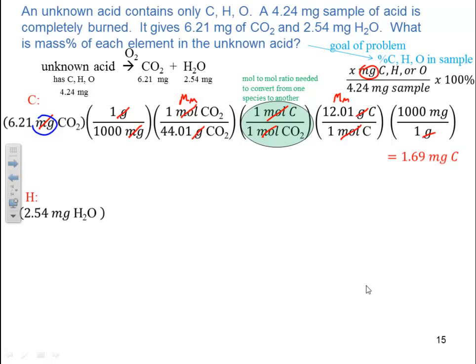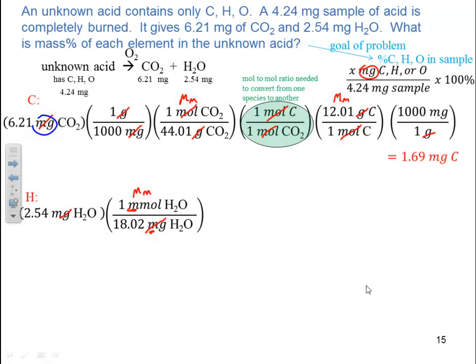So I'll start off with my 2.54 milligrams of water, because we know all our hydrogen from the unknown acid is now in the form of water. So instead of doing the milligrams to grams, I'm going to do my molar mass next. But instead of doing it as moles per grams, I'm going to do it milligrams per millimole. Same procedure as before, my molar mass. This is molar mass. However, I got that milli part added to my grams per mole. Therefore, my milligrams cancel. Now I'm in millimoles.